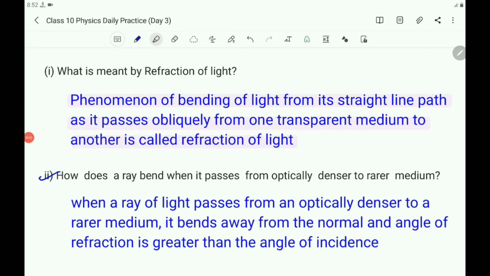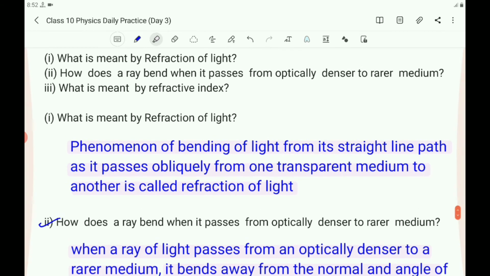So you write, when a ray of light passes from an optically denser to a rarer medium, it bends away from the normal and the angle of refraction is greater than the angle of incidence. So when a ray of light passes from an optically denser to rarer medium, it bends away from the normal. So that you have to write as the answer.